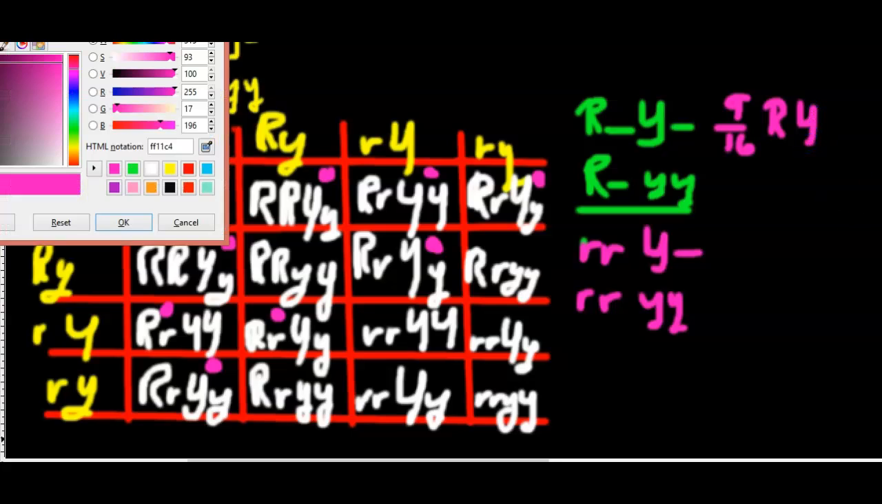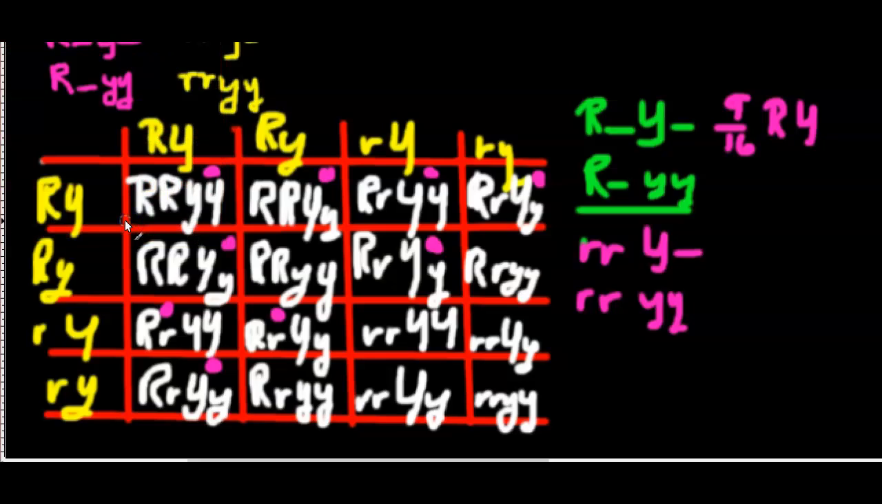Okay, let me get a different color now. And we're going to look for all those that have one big R and two little y's. And for those, I'm going to put an orange X. So they have at least one big R and they have two little y's. That one right there and right here. So we have 3 out of 16.